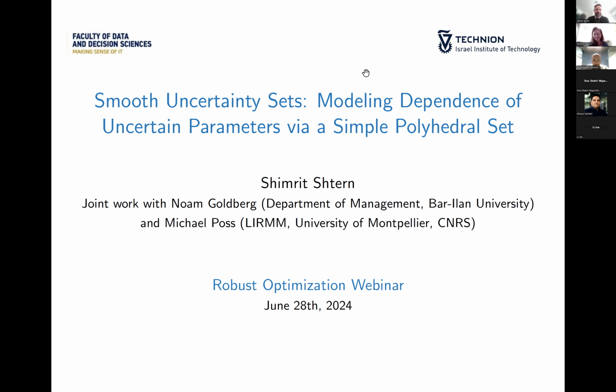I'm very happy to have Shimrit Shtern here. She's a senior lecturer at the Technion Israel Institute of Technology, where she also received her PhD. Afterwards, she did a postdoc at the Operations Research Center at MIT. Her research focuses on optimization and uncertainty from a theoretical and application point of view, and also on development and convergence analysis of first-order methods. I'm very happy to have her here today.